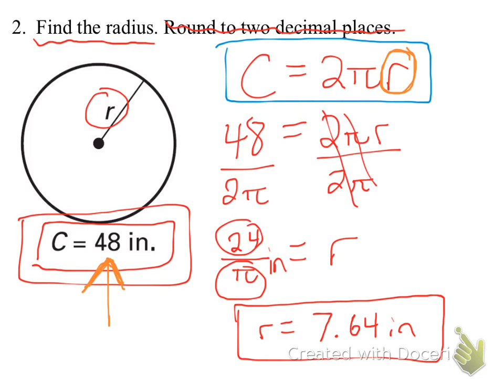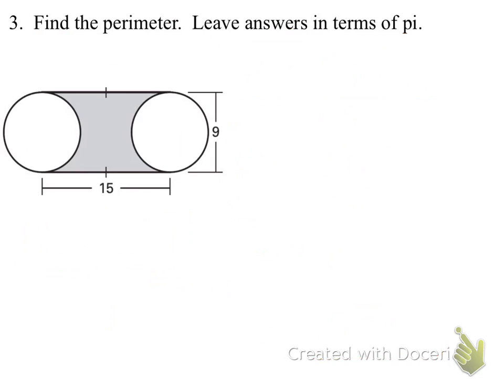So the missing information was actually this radius over here. So, on to the next one. Find the perimeter. Oh, what a weird looking problem here. So, perimeter is just the distance around this shape, which is kind of a weird shape. I don't even know what we want to call this, but it doesn't look too bad.